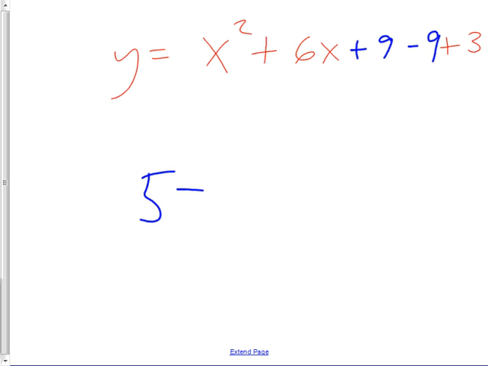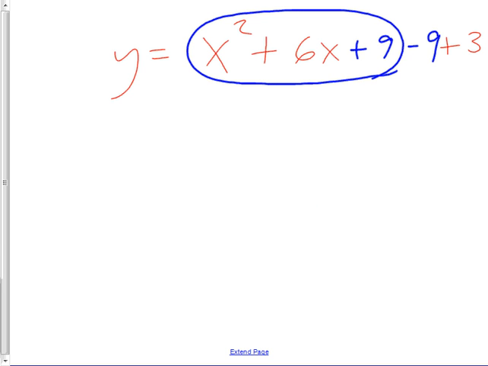Let me give you an example. If 5 equals 5 and then I add 9 and then I subtract 9, isn't it true that I still have a true equation? Okay, so that's what you do. Why would you do that? Because now this part factors perfectly. And I just put these two together to get the other part of my vertex.